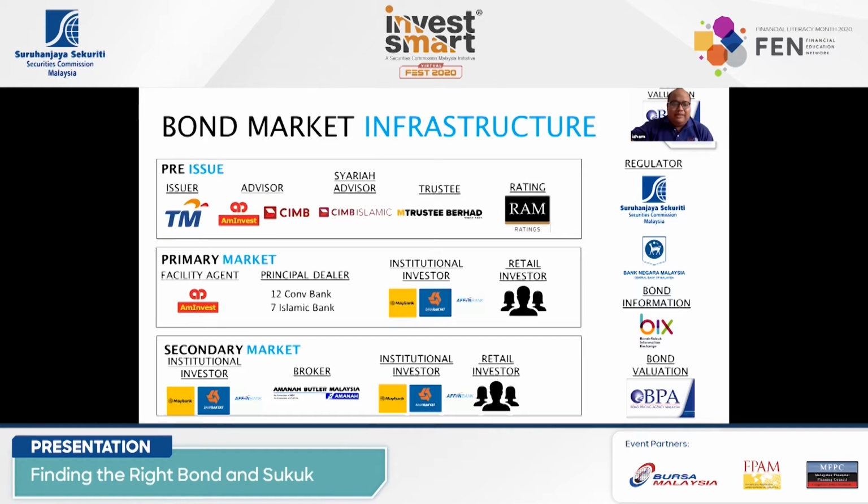So this principal dealer is from 12 conventional banks and 7 Islamic banks. And this principal dealer will actually sell it to the institutional investor, or in some cases, the retail investor. And once you go to the market, then you will have the secondary market. The secondary market is between the bondholders.